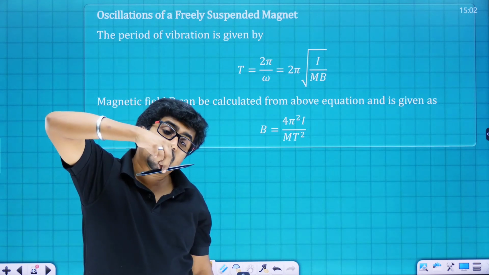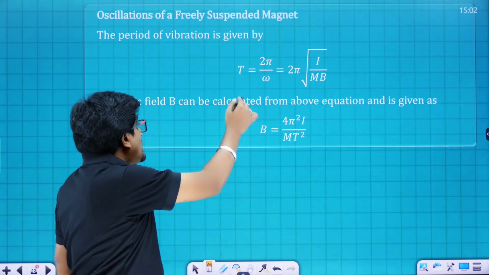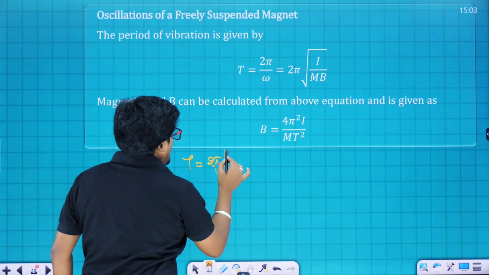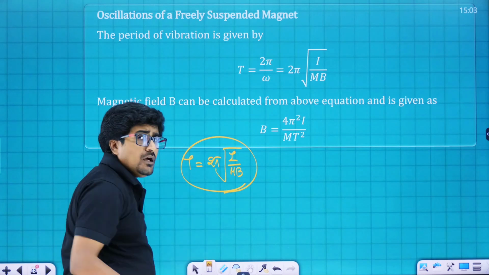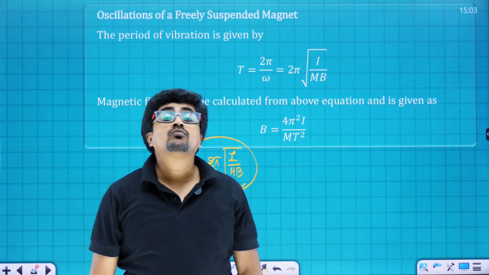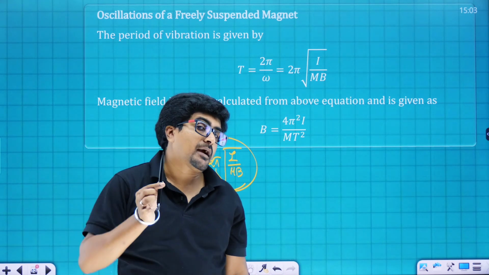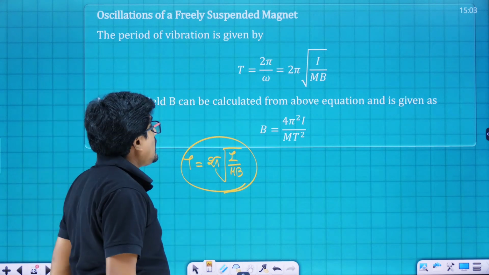So this is a vibration and this is a periodic motion. Once it is a periodic motion, definitely there will be a time period. So we are telling about that time period here. Time period T is equal to 2 pi into under root of I divided by M into B. Where, what is capital I? It's not current. Capital I is the moment of inertia of this bar magnet. So that was the expression for what?